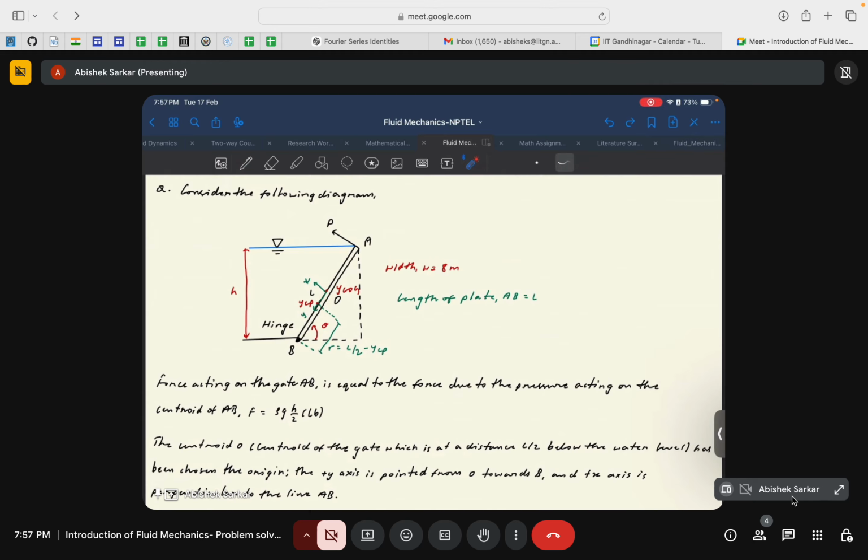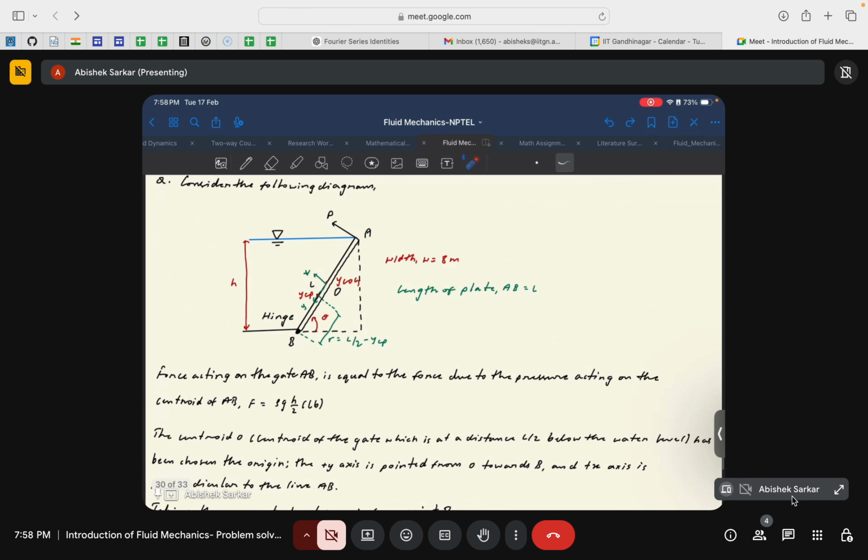If we consider our axis such that the y-axis is along the plate and the x-axis is in the direction perpendicular to the plate, then your distance r would be L by 2 minus YCP. So this is the distance of the application of the center of pressure from the hinge.